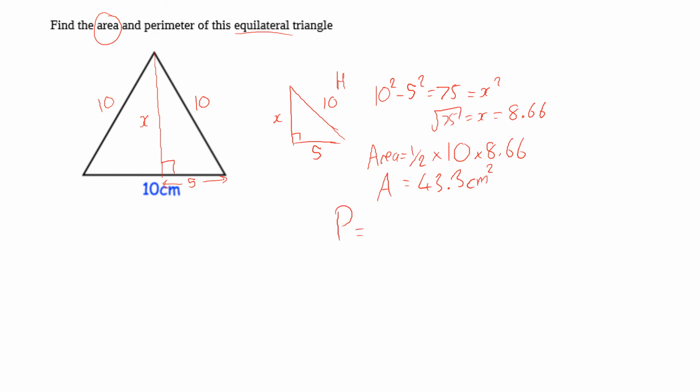Perimeter, fairly easy in this case. It's just 10 plus 10 plus 10. And we don't count the x because that's inside the shape. We just want the lengths on the outside, 30 centimeters.